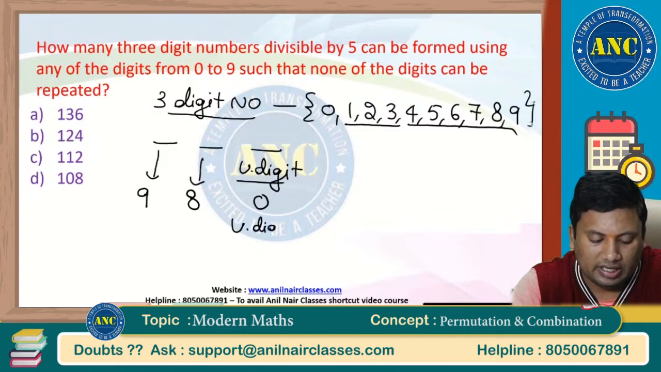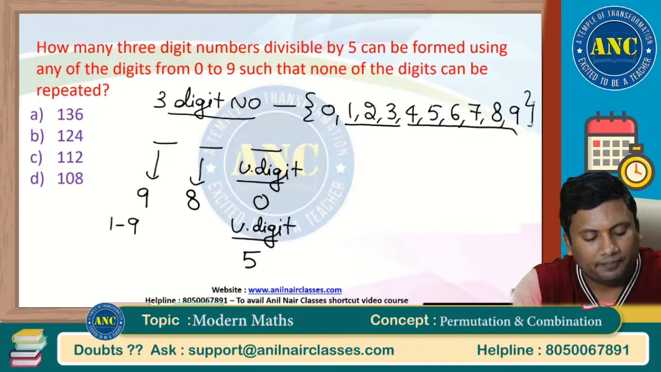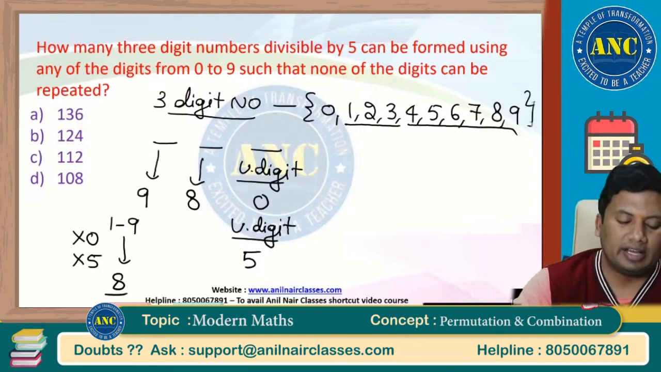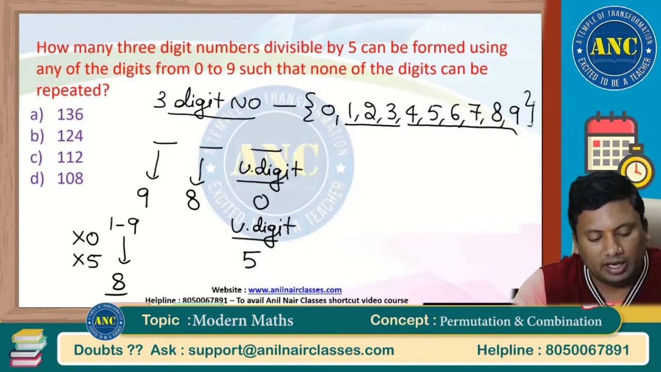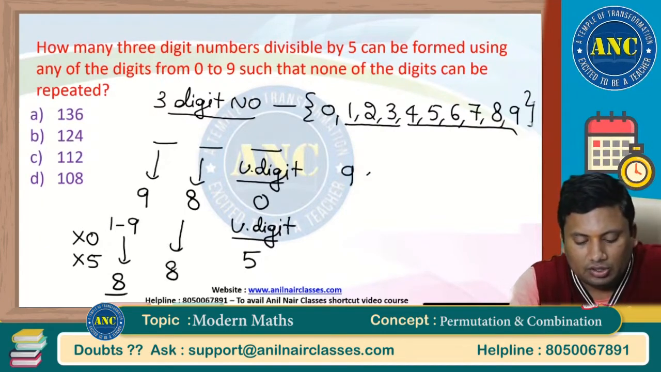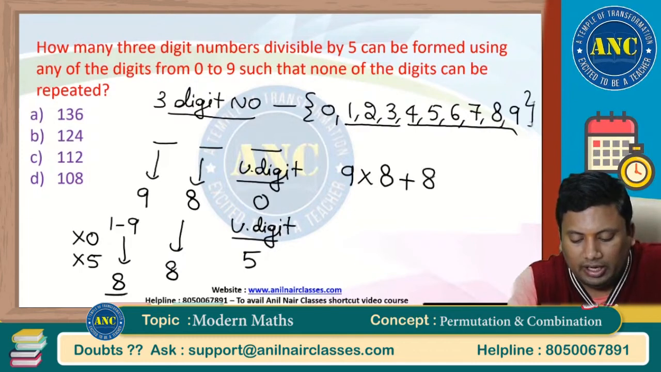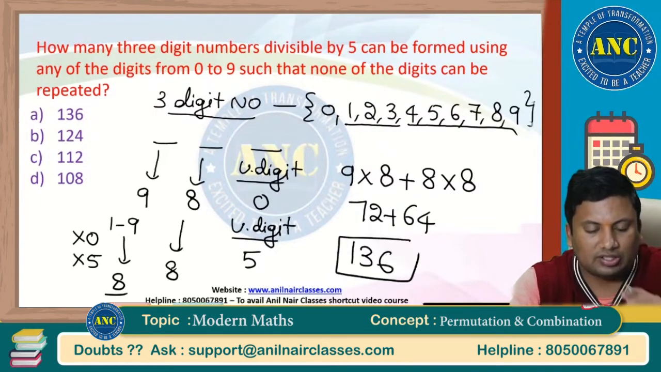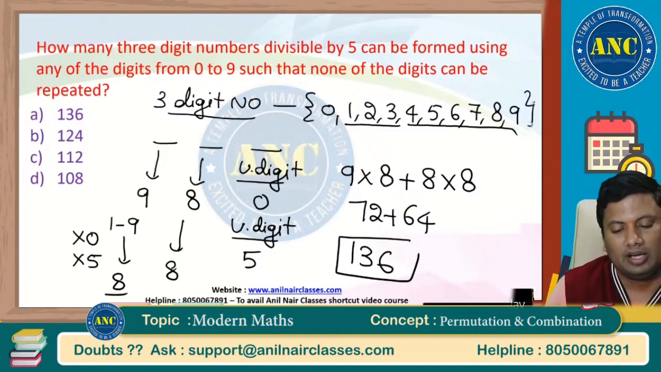Here the unit digit is 5. If it is 5, here 1 to 9 can come, but 0 cannot come and 5 also cannot come. Are you all with me? So total, how many digits can come? 8 can come. Out of 10 digits, 2 are fixed, so remaining 8. So it is nothing but 9 into 8 plus 8 into 8, 72 plus 64. Answer for this question is 136.